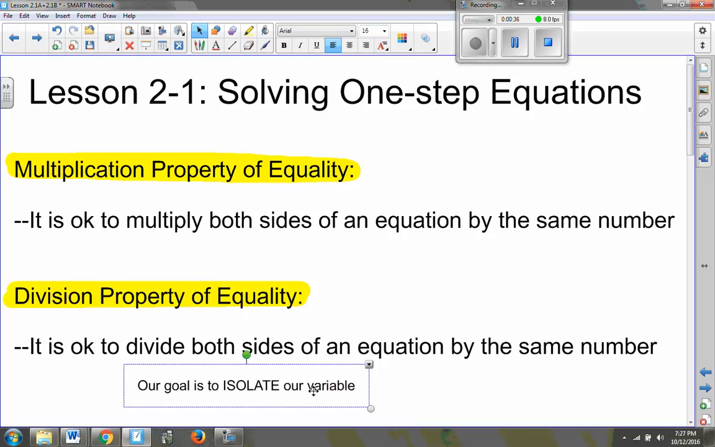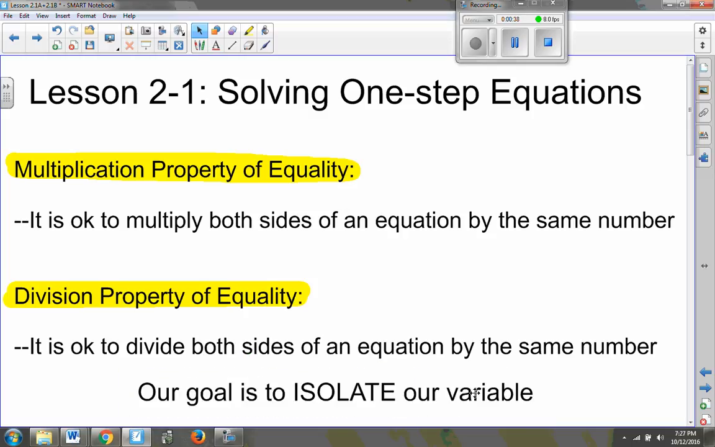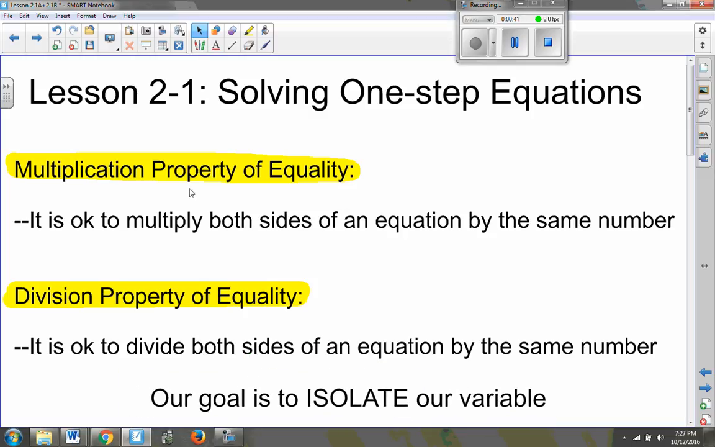So we're going to use two different properties in this video to try to accomplish that goal, and they are the multiplication property of equality and the division property of equality. Multiplication property says it's okay to multiply both sides by the same number. Division property says it's okay to divide both sides by the same number.